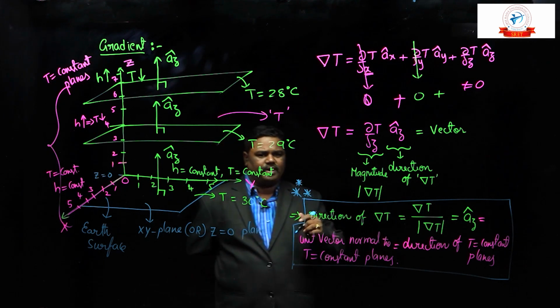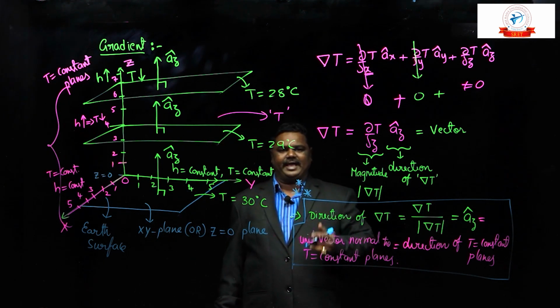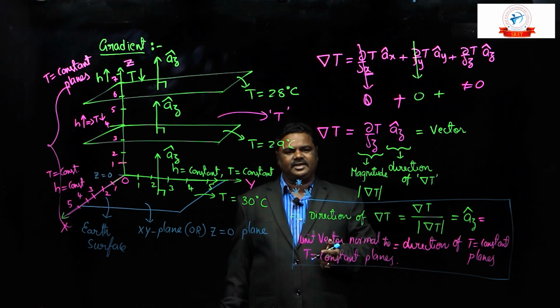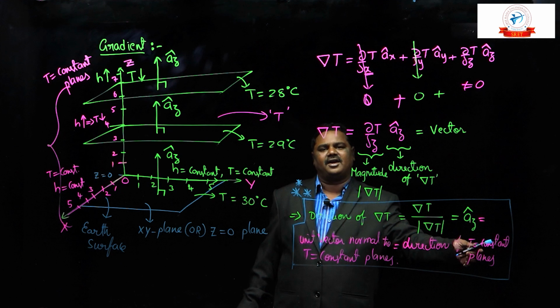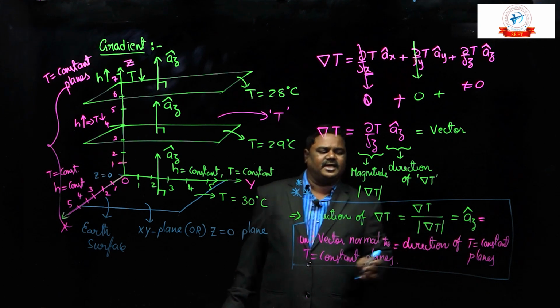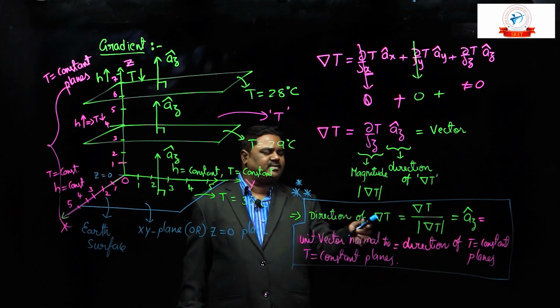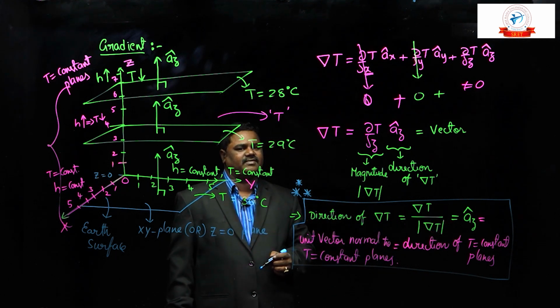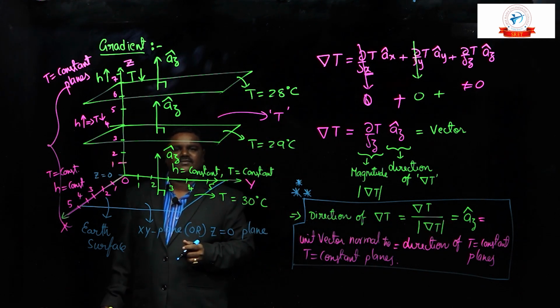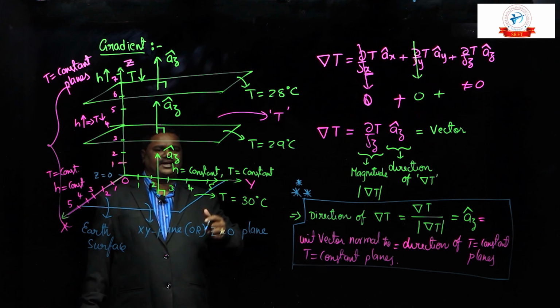Whenever you want to find the direction of any plane or any surface, whenever a surface is represented as a T equal to constant plane or T equal to constant surface, then you just need to find the direction of the gradient of T to find the plane direction or surface direction. So this is one of the important applications of the gradient of T.